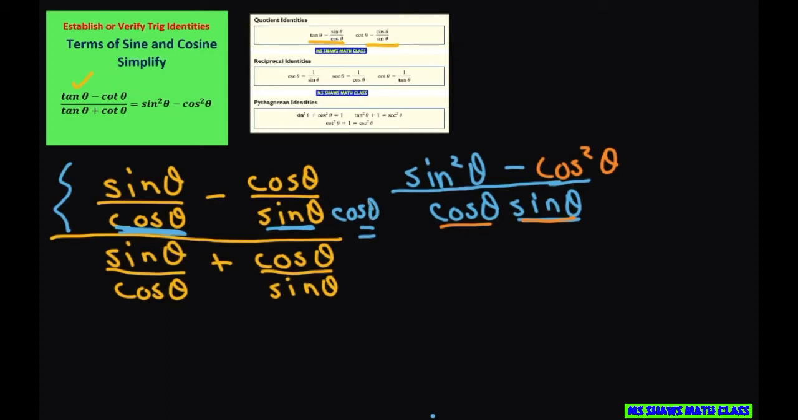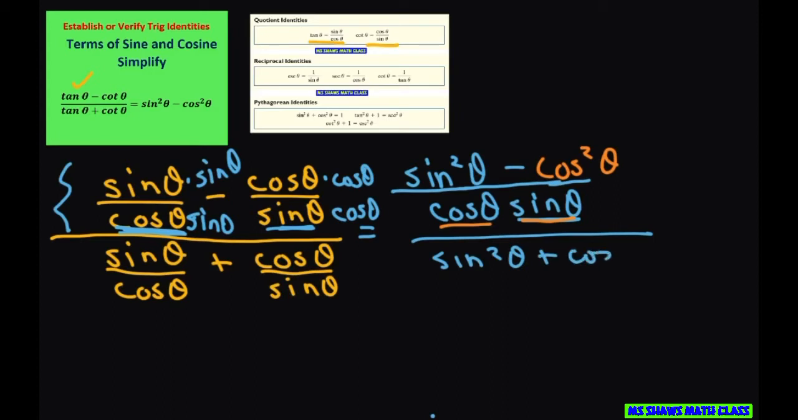So basically what we're doing is we're just saying if I want this denominator to be cosine of theta, I have to also multiply the numerator by cosine theta. And if I need a sine theta here, you have to also multiply this by sine theta. That's all we're doing. So the denominator is going to be the same, but with a plus sign. So we have sine squared theta plus cosine squared theta divided by cosine theta sine theta.